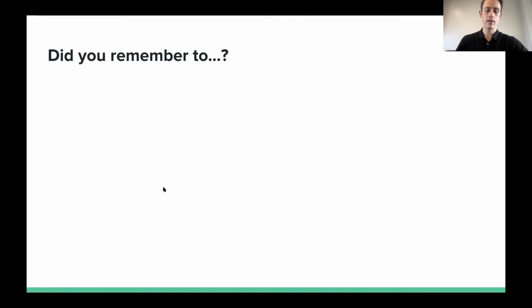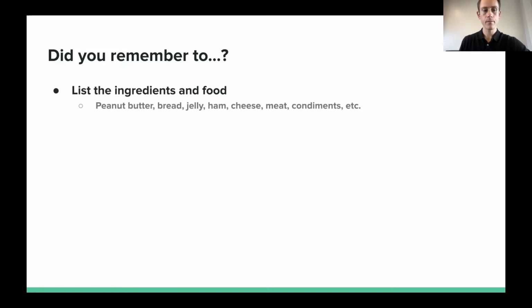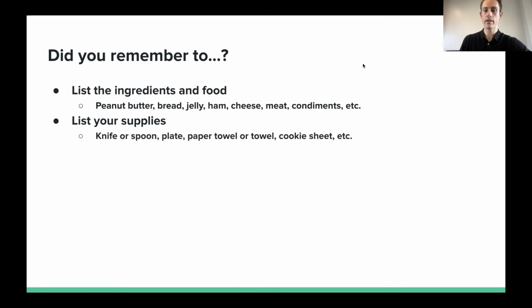Okay, in our plan, let's think a little bit more about, while you were doing this, did you remember to list the ingredients in food? Check. I think I saw some people doing that. Did you remember to list some of the supplies that you needed? A knife, a spoon, paper towel, cookie sheet, I don't know, whatever you were going to use. I think we got some of the supplies, but we might have been able to do a little bit better with some of those supplies.